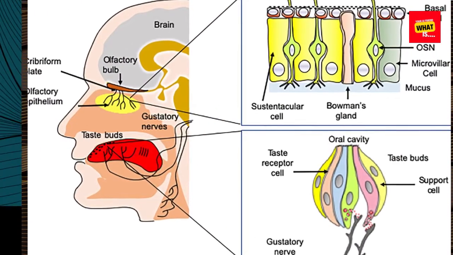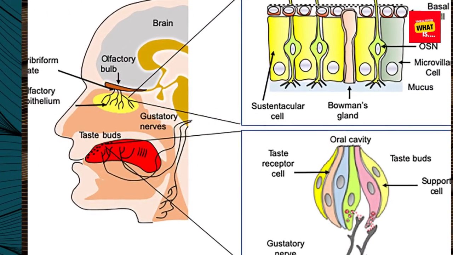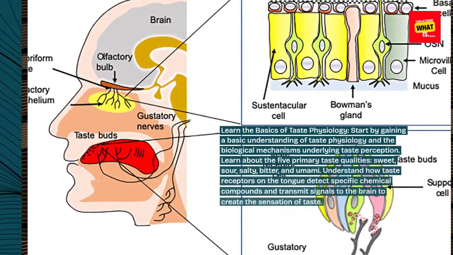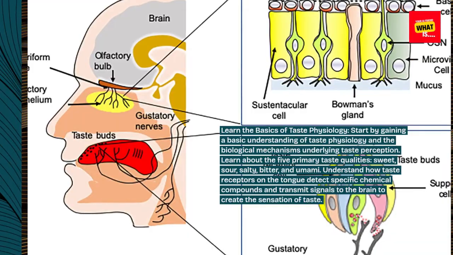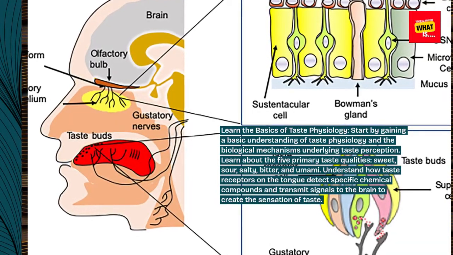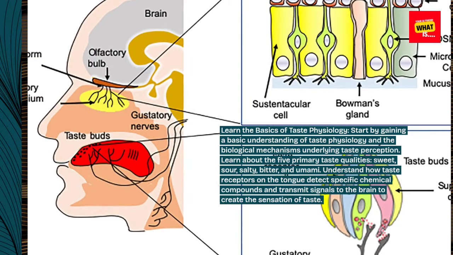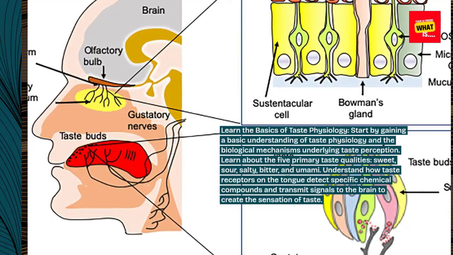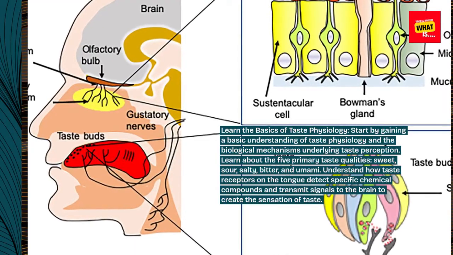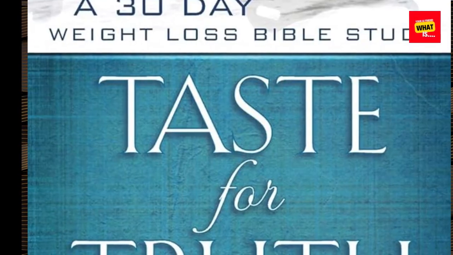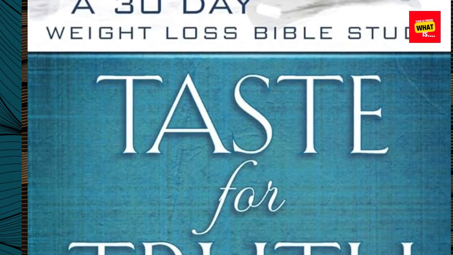Learn the basics of taste physiology. Start by gaining a basic understanding of taste physiology and the biological mechanisms underlying taste perception. Learn about the 5 primary taste qualities: sweet, sour, salty, bitter, and umami. Understand how taste receptors on the tongue detect specific chemical compounds and transmit signals to the brain to create the sensation of taste.